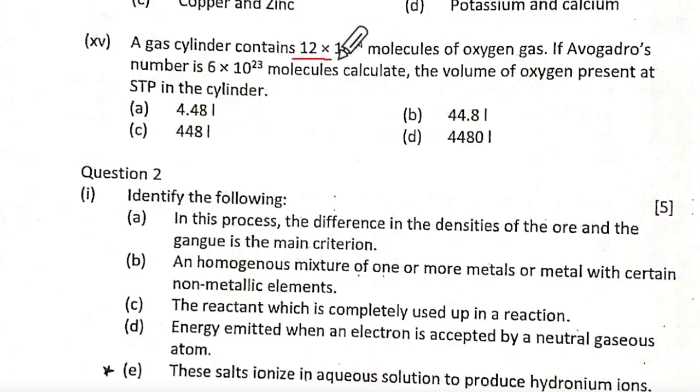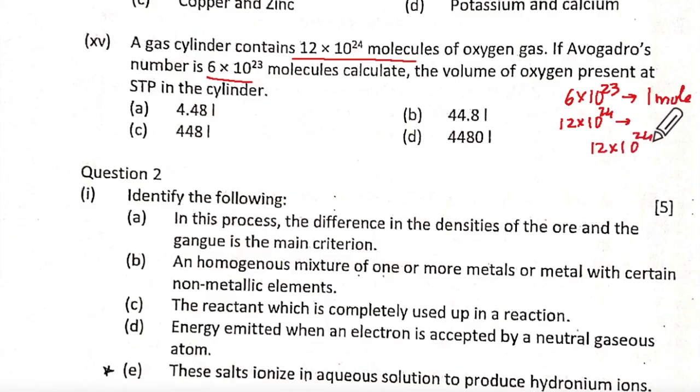A gas cylinder has this many molecules of oxygen. Avogadro's number is 6 into 10 to the power 23, which gives me 1 mole. So 12 into 10 to the power 24 will give me how many moles? 12 into 10 to the power 24 upon 6 into 10 to the power 23. So 6 goes twice. Yeah, sorry, this will be 20 moles.